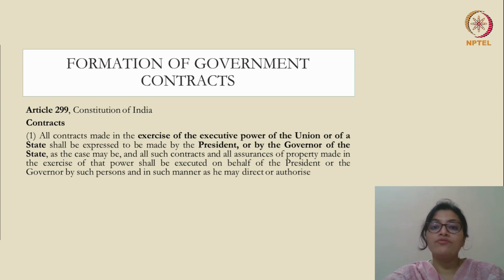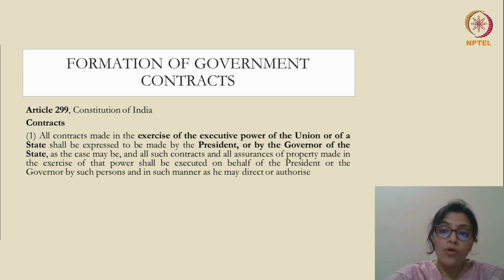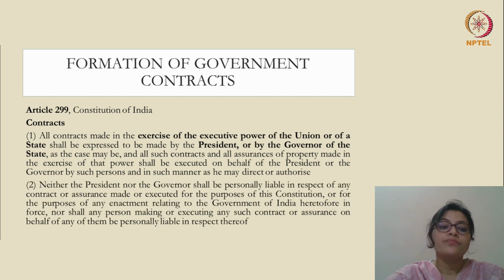So basically, all government contracts have to be made in exercise of the executive power of the Union or of the state, and they have to be made by the President or by the Governor of the state, as the case may be. Neither the President nor the Governor shall be personally liable in respect of any contract or assurance made or executed for the purposes of this Constitution or for the purposes of any enactment relating to the government of India in force. Nor shall any person making or executing any such contract or assurance on behalf of any of them be personally liable in respect thereof.